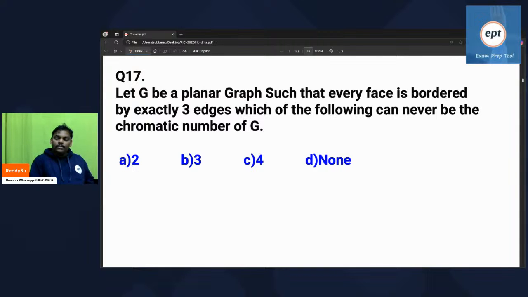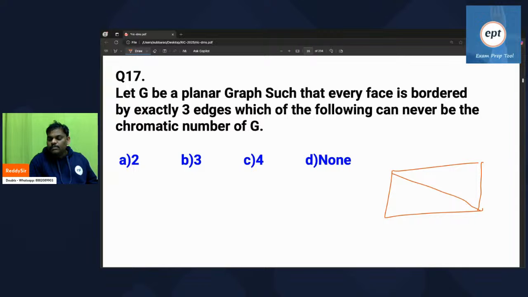Yeah, exactly. See, planar graph such that every face is bordered by exactly 3 edges. If you observe clearly, see this, 3 edges. 3 edges. 3 edges. So 3 edges, 1, 2, 3. Every region is bordered by 3 edges.